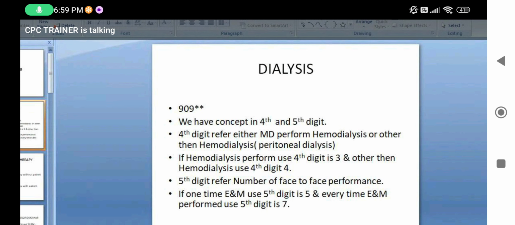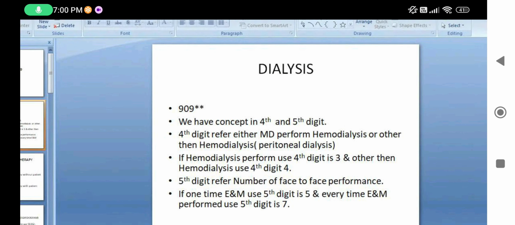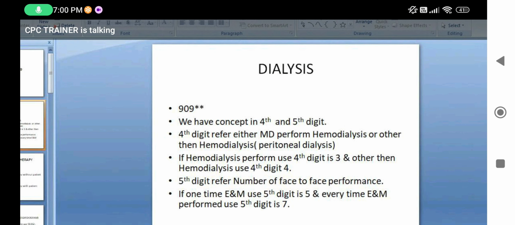The first three digits of the dialysis code are 909, right? So 909 is the first three digits. For the fourth and fifth digits, we have to apply the concept. The fourth digit is coded based on the procedure. What procedure does the provider perform? Based on that only, you have to use the fourth digit.